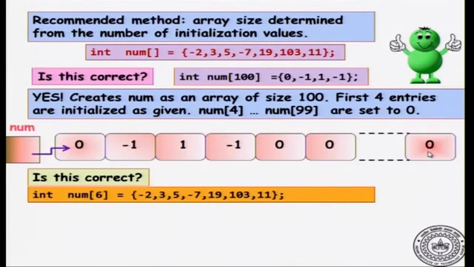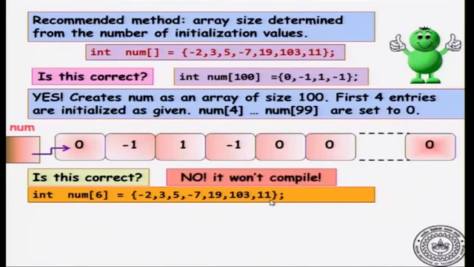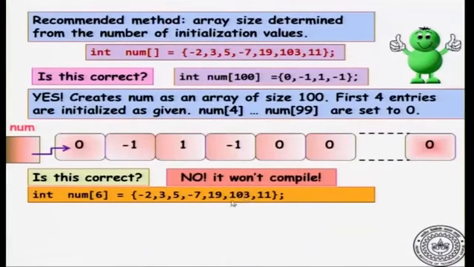Now, is the following code correct? num[6] equal to, and then you give a list of 7 values to initialize. Is this correct? The answer is no, it will not compile. If you write this code and compile it using GCC, you will get a compilation error. Why is that? We have declared an array of size 6, but we have given 7 initial values. So there is no way to do this.